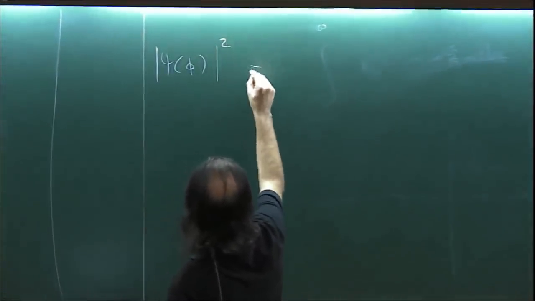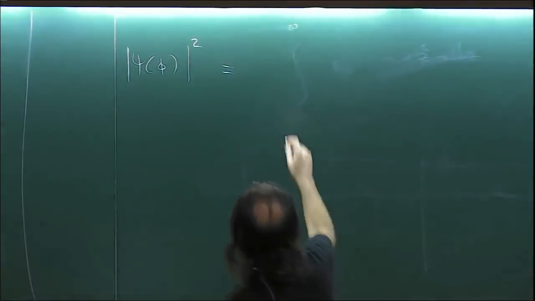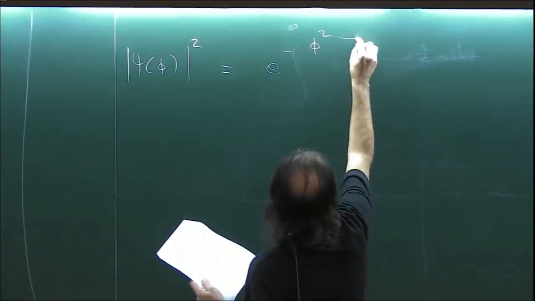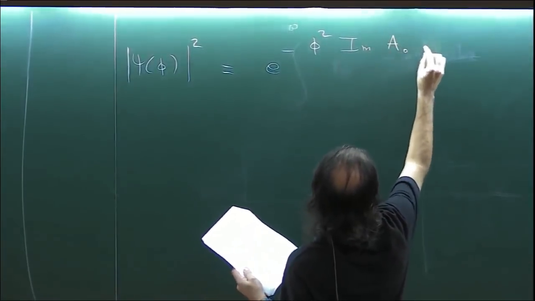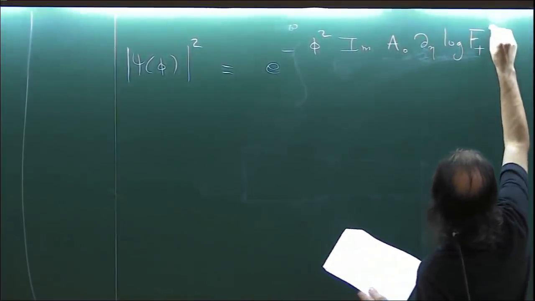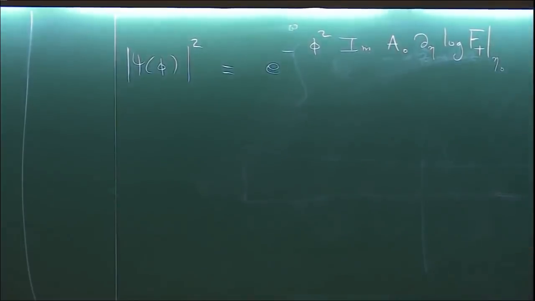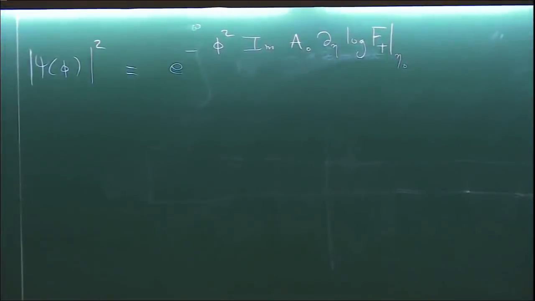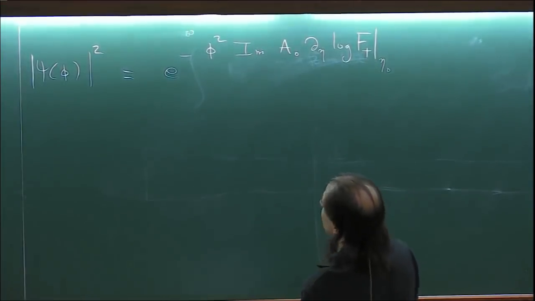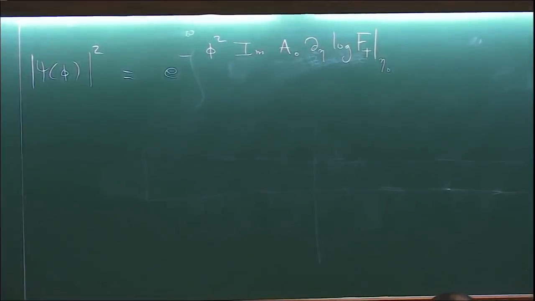So psi mod squared is then just equal to e to the minus phi squared times the imaginary part of A naught d eta log f plus, evaluated at eta naught. Okay, so in the particular case where we go back to the harmonic oscillator, f plus was e to the I omega eta, and so the imaginary part of d eta log f is just omega, and that's indeed what the psi mod squared is. Okay, so any questions about that?